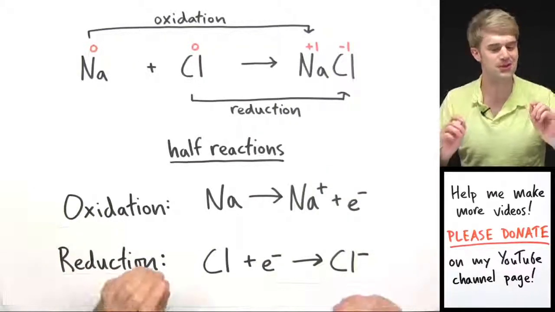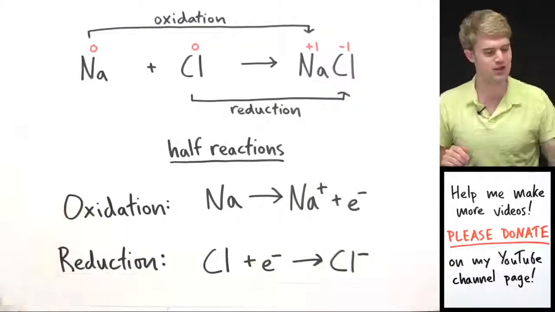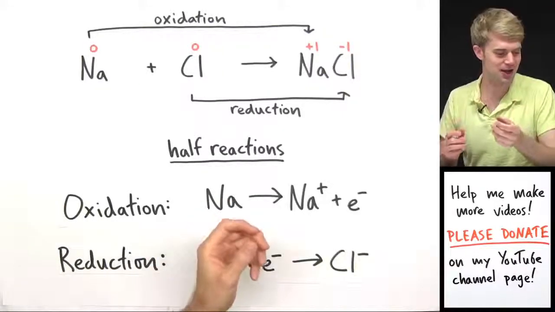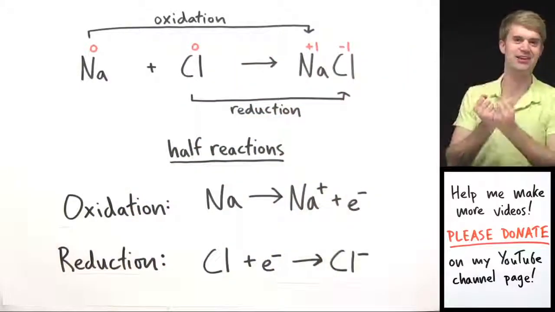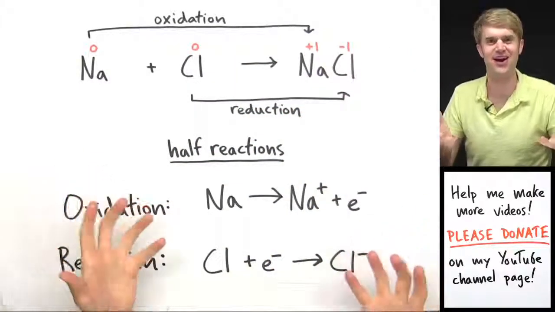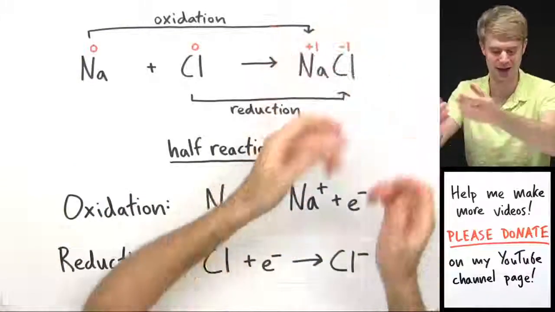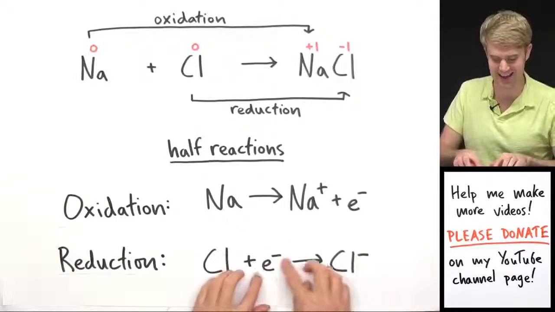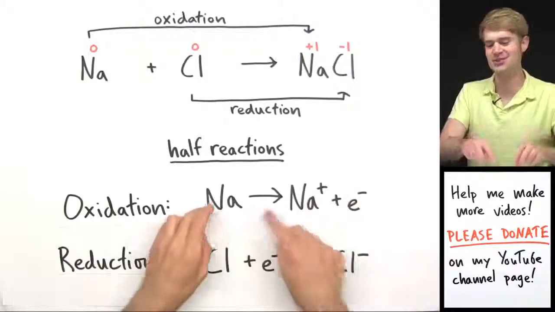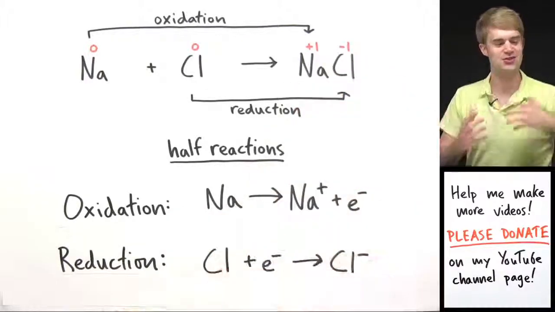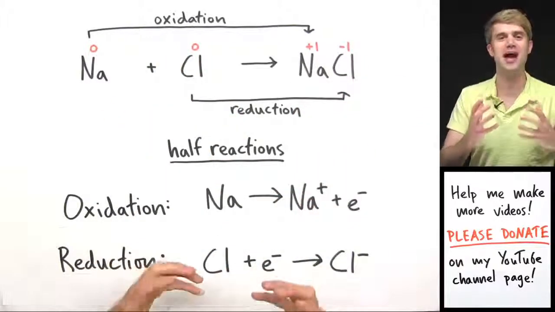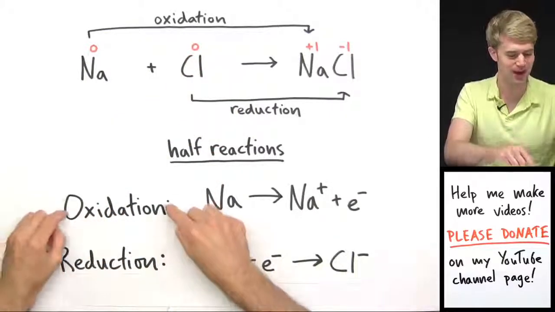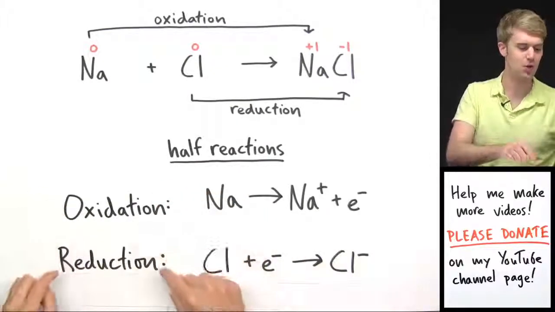Now, it's super important to keep in mind that oxidation and reduction always have to happen together. They always have to happen at the same time. Because if one atom is gaining an electron, that electron had to come from somewhere. So another atom had to give up that electron. You can see that right here. The electron that chlorine is gaining is the same electron that sodium was releasing. So oxidation and reduction always have to happen at the same time. They always have to happen in parallel. You can't have reduction without oxidation. You can't have oxidation without reduction.